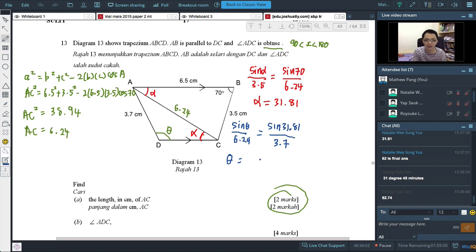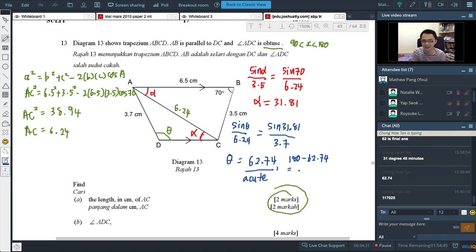But you have a problem. This is an acute angle. It's not obtuse. So we know in order to get the obtuse angle, we have to use 180 minus acute. So 180 minus 62.74. Then I can easily get the answer, which is 117.26. Okay, this is how we get this format.